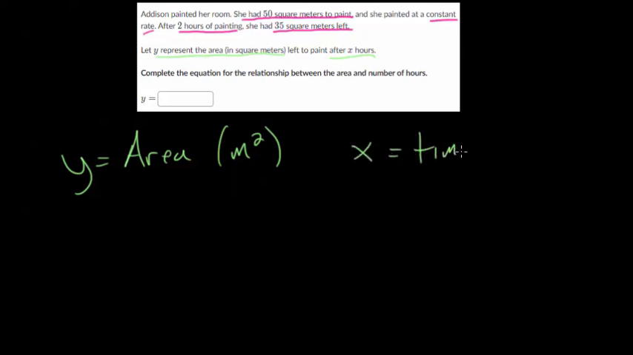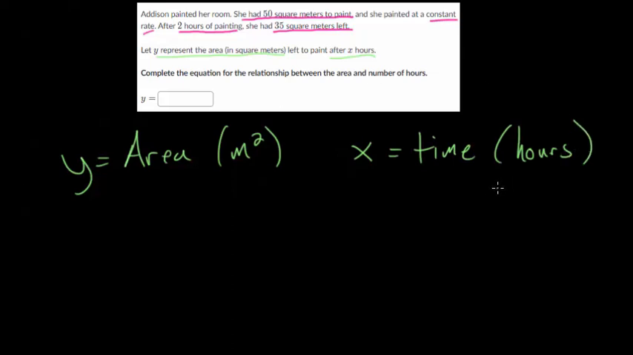So first step, as always, define your variables. Y is the area, and this time it's in square meters. So Y is our area, and I'm just going to put meters squared there. And then let Y represent the area left to paint after X hours. So X, again, is time, and the units are hours for this. So we've defined our variables.